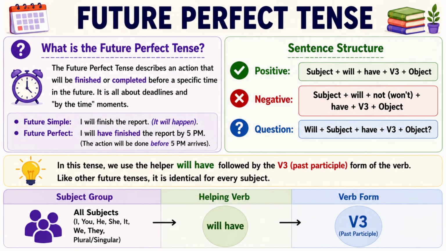Now let's understand the sentence structure. For a positive sentence, we use subject plus will plus have plus V3 plus object. For a negative sentence, we use subject plus will not or won't plus have plus V3 plus object. For a question, we use will plus subject plus have plus V3 plus object. In this tense, we use the helping verb "will have" followed by the V3 or past participle form of the verb. Just like the other future tenses, "will have" is used with all subjects. Whether the subject is I, you, he, she, it, we, or they, the helping verb remains the same.